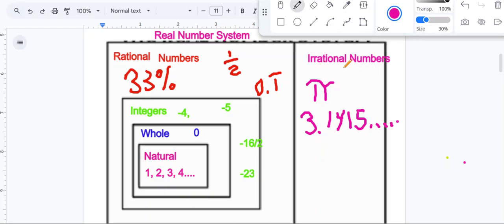Irrational numbers, even though they're weird and off to the side, just like Marylanders, are still part of the United States. Irrational numbers are weird and off to the side, but they're still part of the real number system. They're still real numbers. Pi is still a real number. It's just weird.